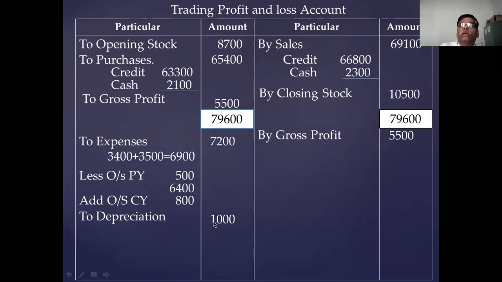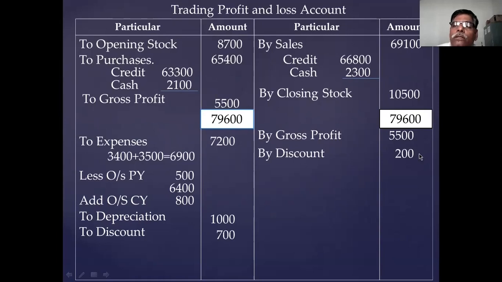Then you go through the debtors account and creditors account. In the debtors account, there are two items. One is bad debt and discount. You take them in the debit side. Discount allowed 700, discount received 200. Discount received is from creditors account, discount allowed from the debtors account. The next is bad debt. Bad debt is 500. Okay.